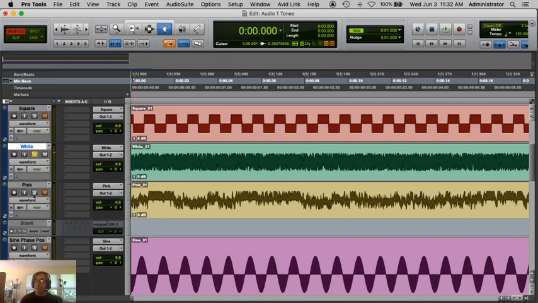Here's pink noise, very similar, just slightly different. So what is pink noise? Pink noise is every frequency in the audio spectrum at the same volume. However, it has been compensated. It's been adjusted for the fact that there are more frequencies in the higher octaves than there are in the lower ones, right? Remember we talked about in class, an octave is just you double the frequency.